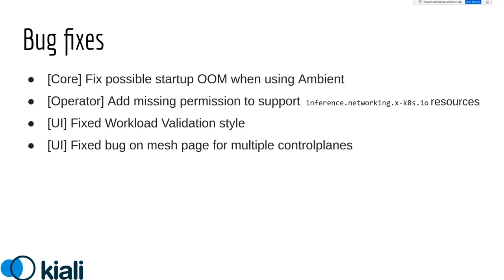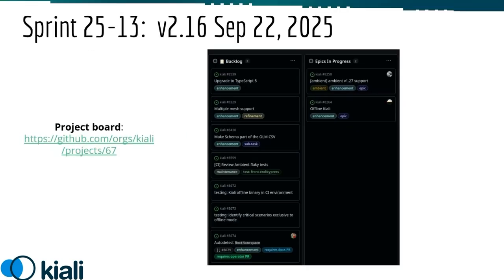Some bug fixes that went in. There's an issue that happened, a possible issue that happened in certain ambient environments. We fixed that issue. There's also missing permissions for the inference gateway resources. Inference gateway being the Gateway API extension Kiali added support for that recently, and the operator didn't have permissions, but that was added as a bug fix later. There's a validation styling for workloads that was fixed, and we fixed a bug on the mesh page whenever you're running Kiali with multiple control planes in a multi-tenant environment.